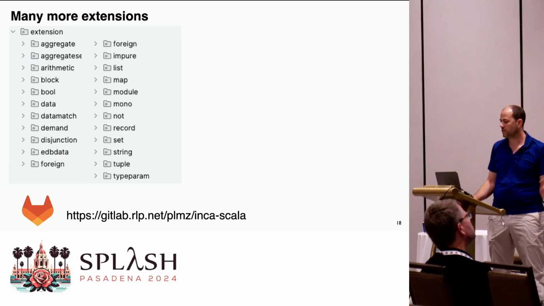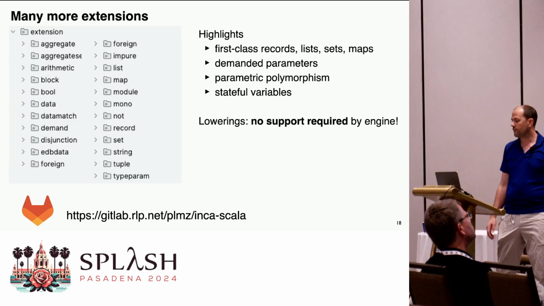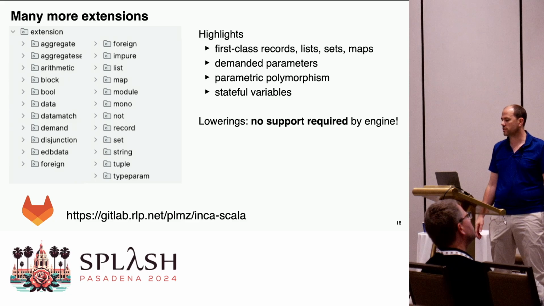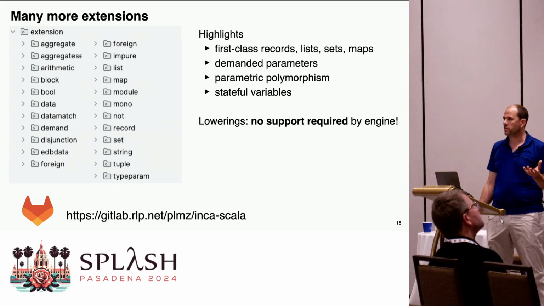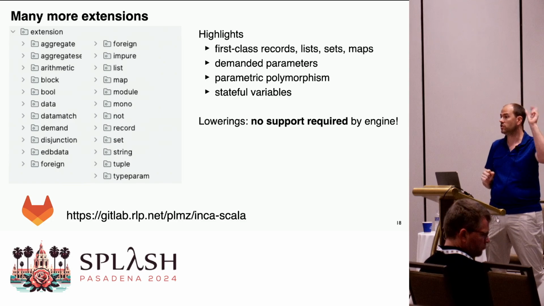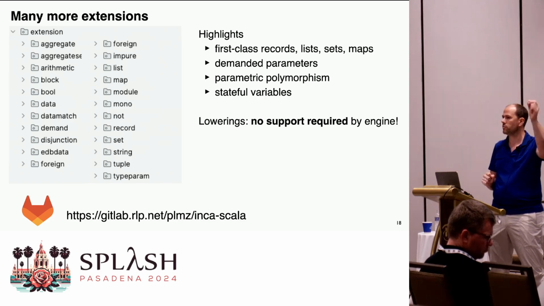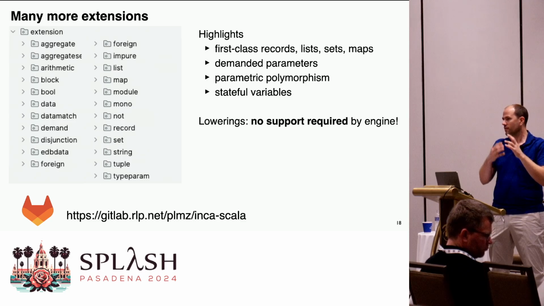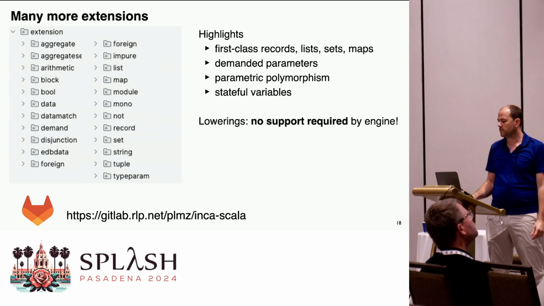I'll just mention a few highlights. We have a lot of first-class data structures: records, lists, sets, and maps, and we can precisely describe their binding structure. We have demanded parameters, which is like giving the programmer a handle into the magic set transformation. You can say this parameter needs to be bound and the binding needs to come from the outside, and this is really playing around with the binding structure.